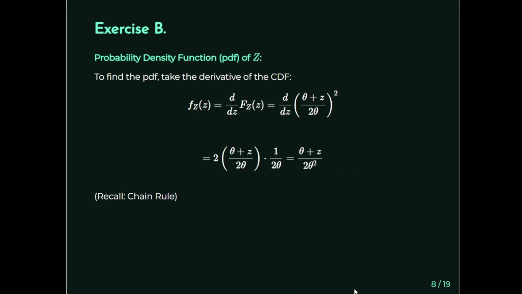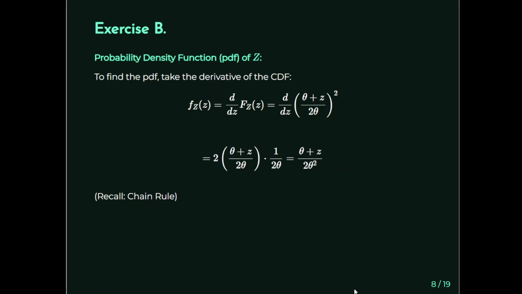So the next step here is to calculate the probability density function. And this is straightforward enough, really. In fact, let's do a quick take on it and move on. So, the relationship of the cumulative distribution function and the probability density function: to find the probability density function, essentially what we do is differentiate the cumulative distribution function with respect to z. So f of z is the derivative with respect to z of the cumulative distribution function F of z, and that is d/dz of ((theta plus z) divided by 2 theta) squared.